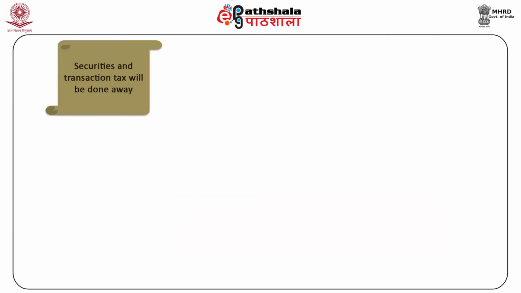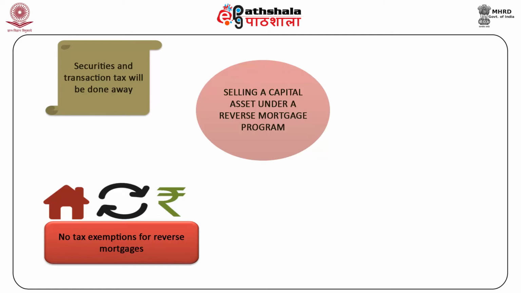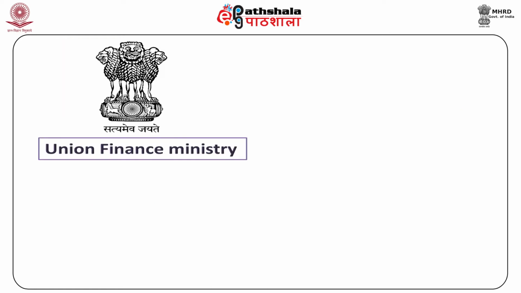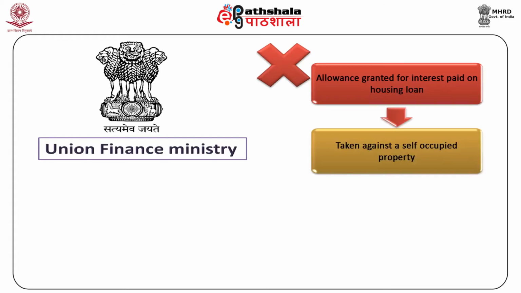Securities and transaction tax will be done away with. Tax exemptions will not be provided for reverse mortgages. Now, selling a capital asset under a reverse mortgage program will be regarded as taxable transfer and will be subjected to capital gains taxes. The Union Finance Ministry has opted to do away with the allowance granted for interest paid on housing loan that has been taken against a self-occupied property.